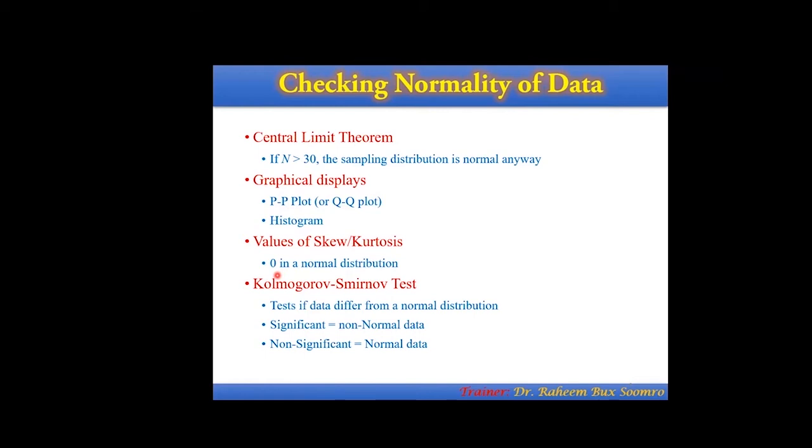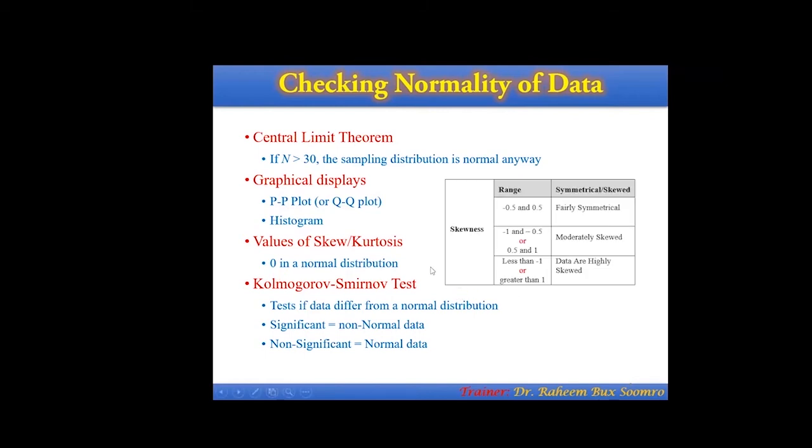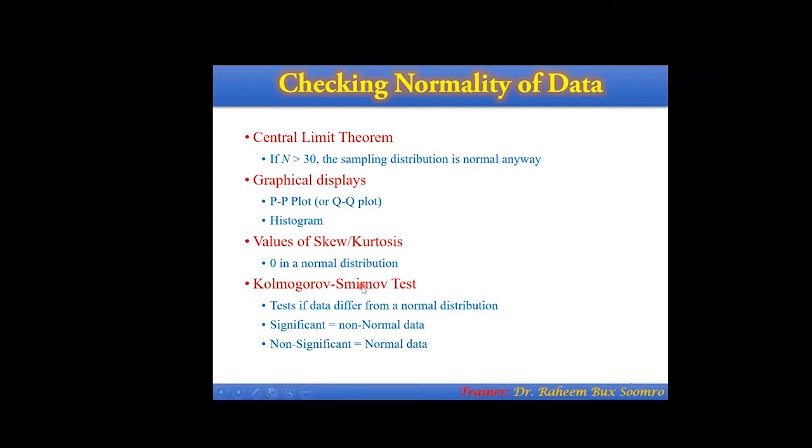That's why some range is given, where you can see the values of the skewness and kurtosis. If the values of the skewness and kurtosis are higher than these two values, then the data is non-normal. Alternatively, you can go for another very important test, that is the Kolmogorov test.